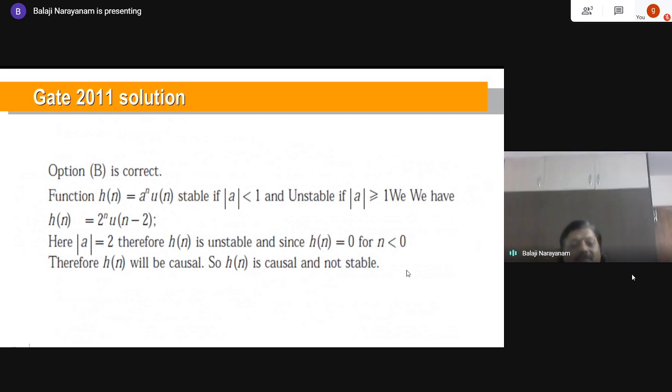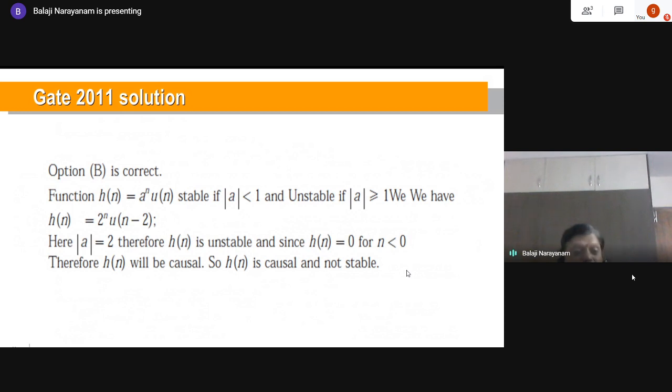But here we have the equation as 2 power n u of n minus 2, where this value of a, which is equal to 2, is greater than or equal to 1, and hence we may say that the system is unstable. So we checked for stability.